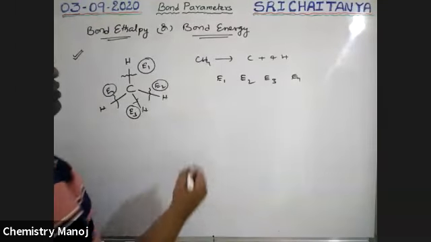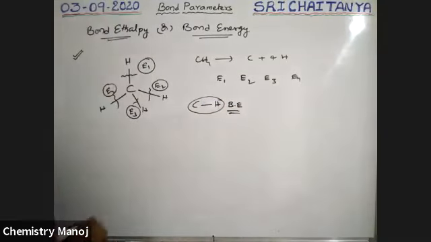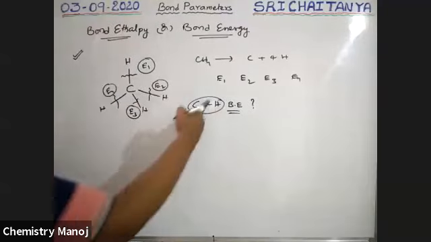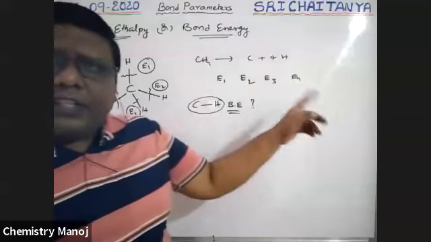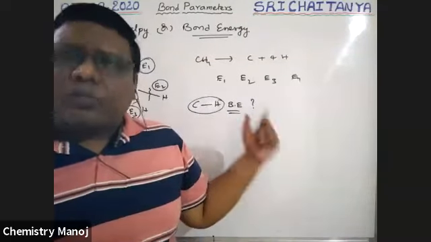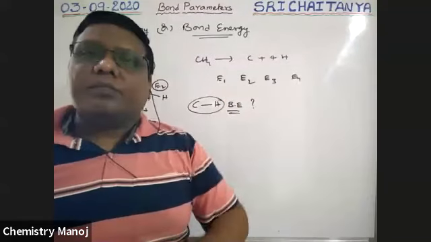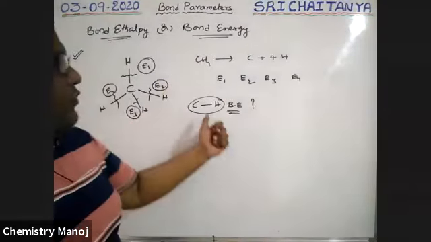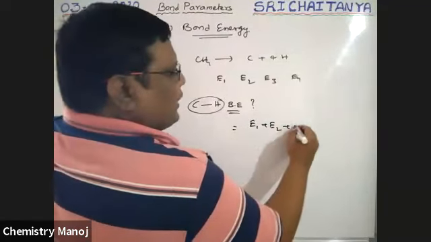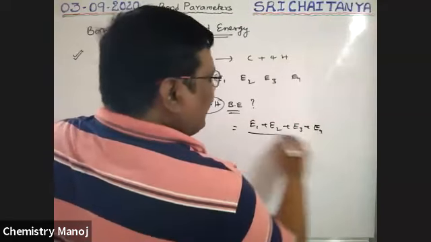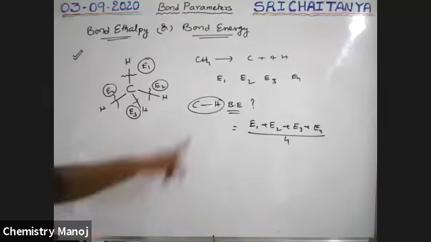See, boys, now I want to find out how much the C-H bond energy or bond enthalpy is. What is the C-H bond enthalpy? Is it E1, or E2, or E3, or E4? Which one is the bond energy for C-H? No one is the bond energy. The average of all these values is the bond energy for C-H. So C-H bond energy is equal to (E1 + E2 + E3 + E4) by 4. That is the bond enthalpy of C-H.